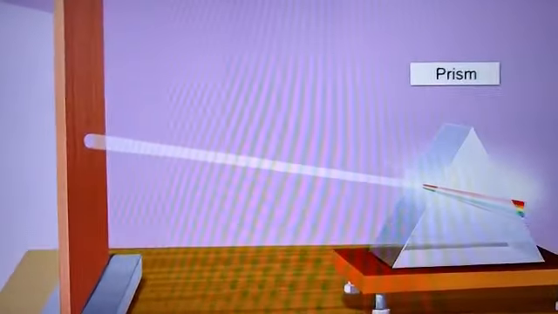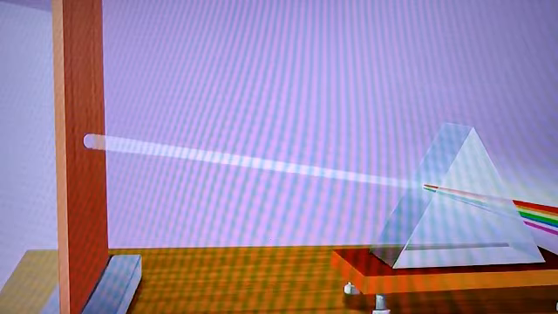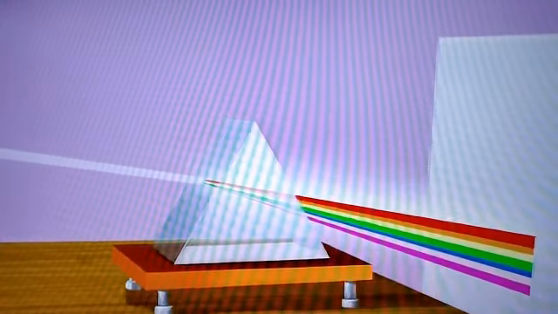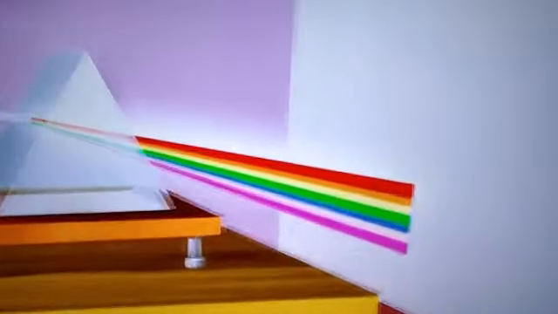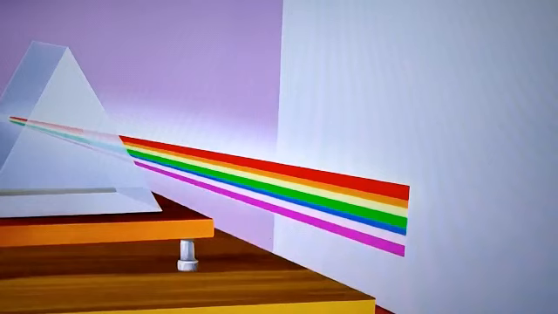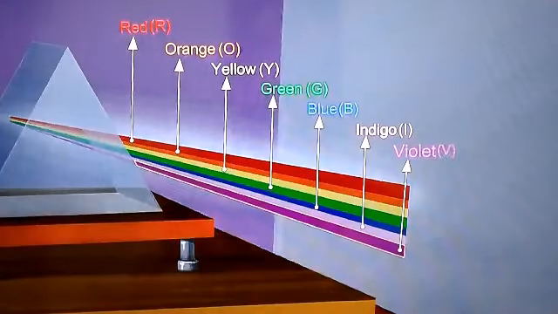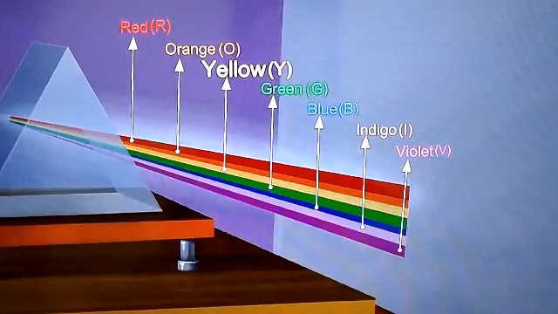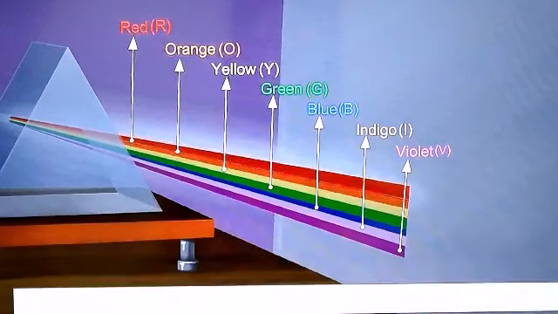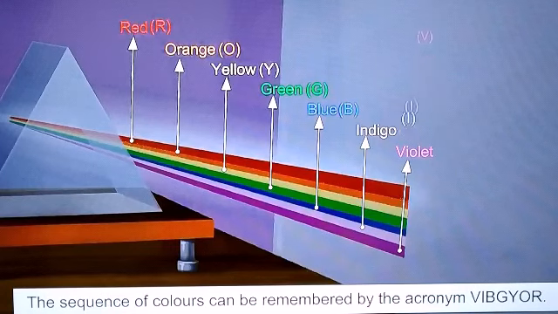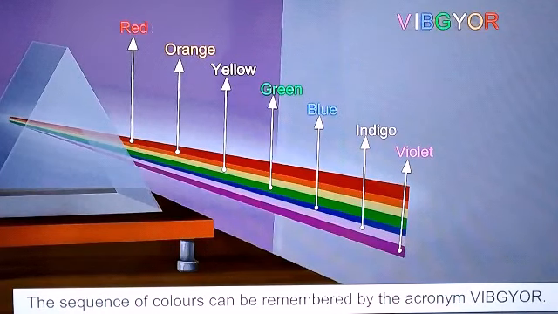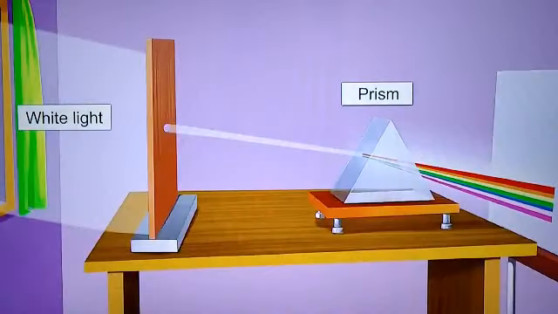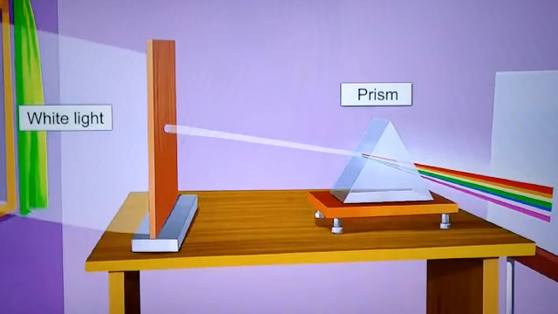Sunlight is made to pass through the small slit in the cardboard, and then when the sunlight passes through the triangular glass prism, we find that the white light splits up into 7 component colors. As you can see, the 7 component colors are violet, indigo, blue, green, yellow, orange and red. The sequence of these colors can be remembered with the help of a short acronym which is VIBGYOR.